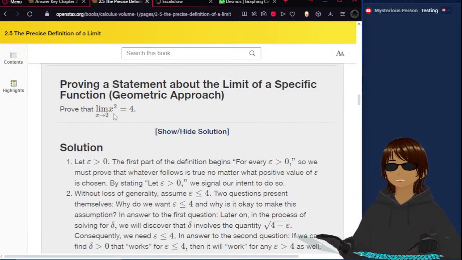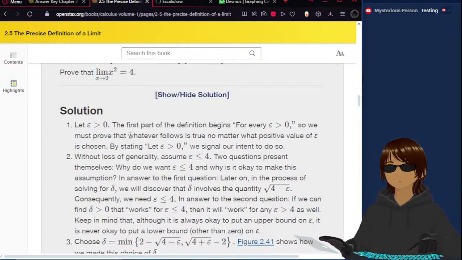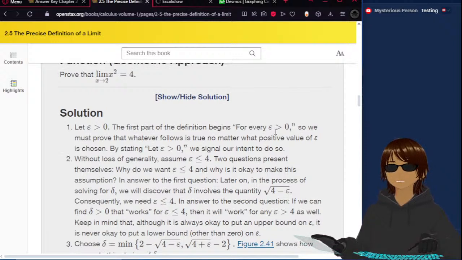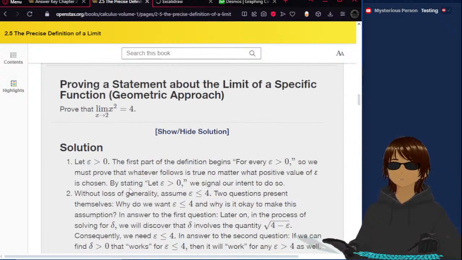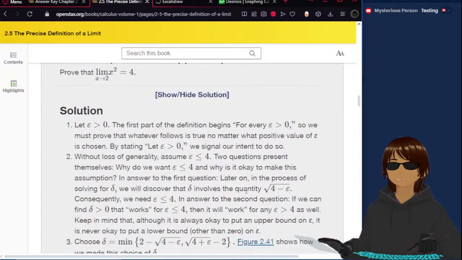Prove that the limit of x squared as x approaches 2 is 4. Let epsilon be more than 0. The first part of the definition begins with "for every epsilon more than 0." By stating epsilon more than 0, we signal our intent to do so. Assume epsilon is less than or equal to 4.